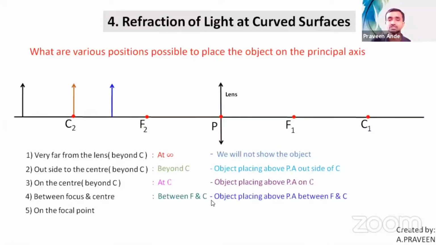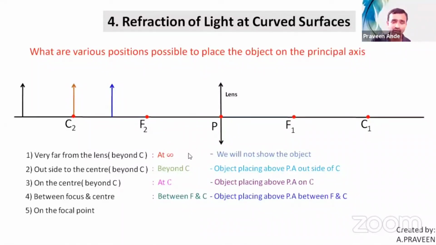The next condition is on the focal point. So wherever you place it, that is called between, whether it is very close to the focus or very close to the center. So in between them, we can call the position of the object between C and F here. Okay, so that same logic we will follow here between P and F, inside the focus, before the lens.